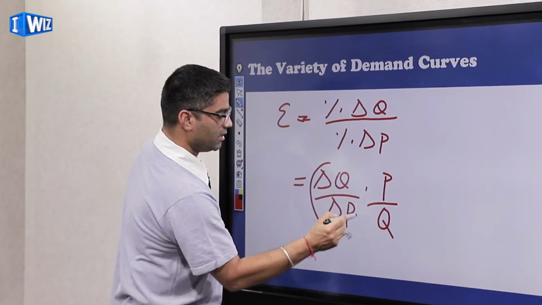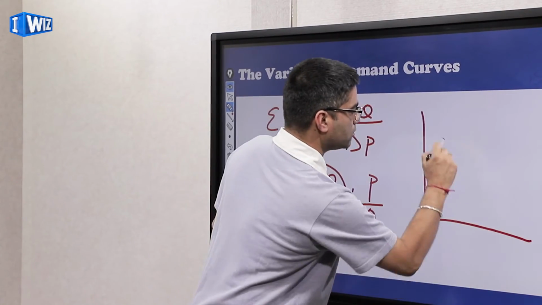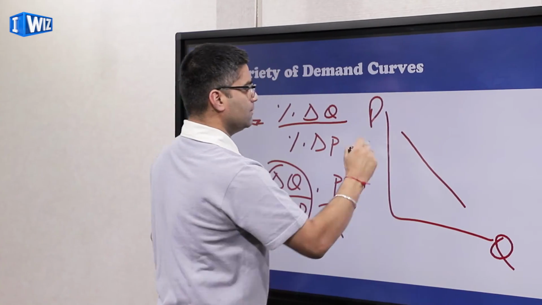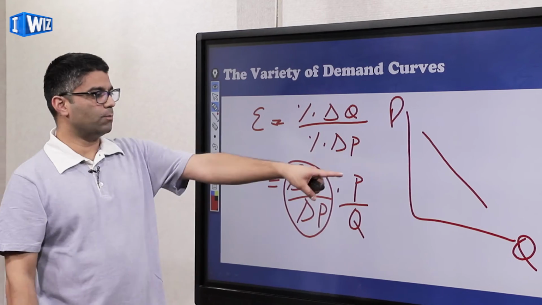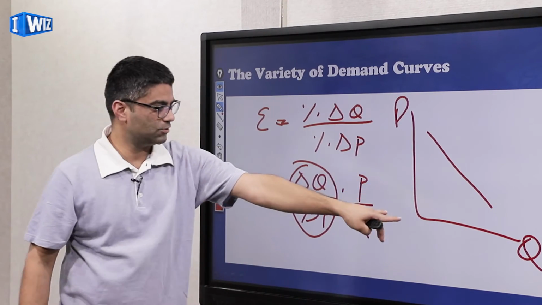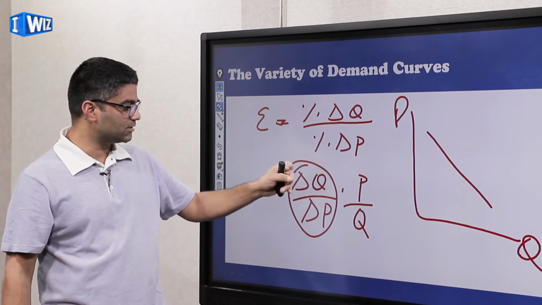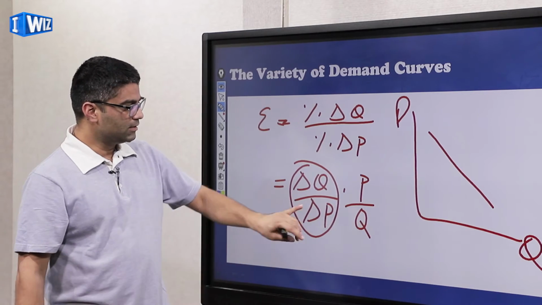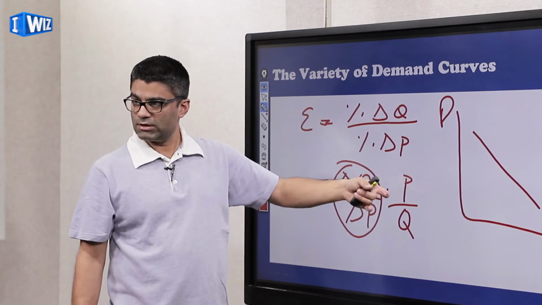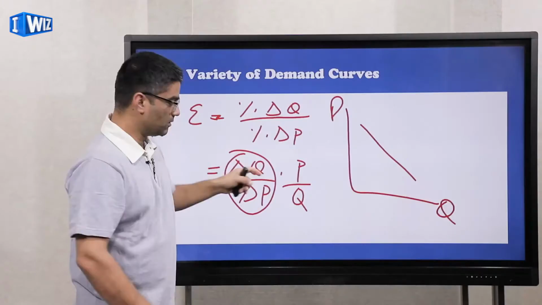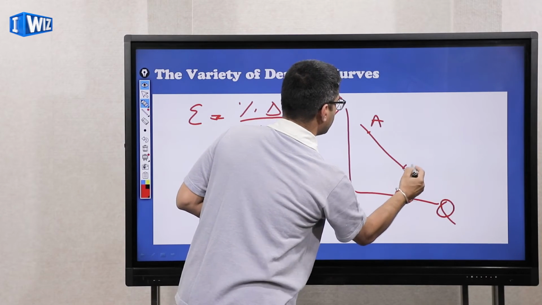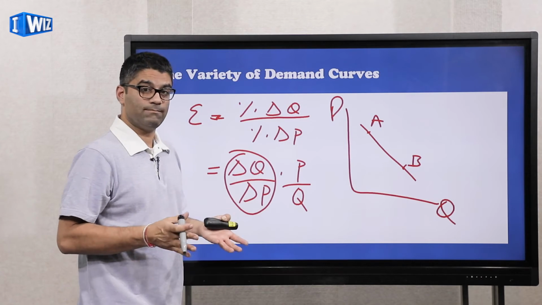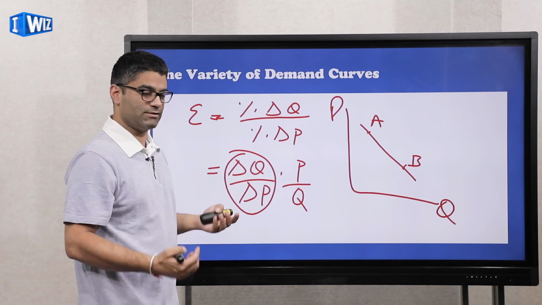So this is the slope of a line, right? When you're drawing your demand curve, change in Q over change in P is the slope or the inverse of the slope of that line, right? One is on the x-axis, one is the vertical axis. This is just the inverse of the slope. This number remains constant whether you are here at point A or whether you're here at point B. The slope remains the same, or the inverse of the slope will also remain the same.